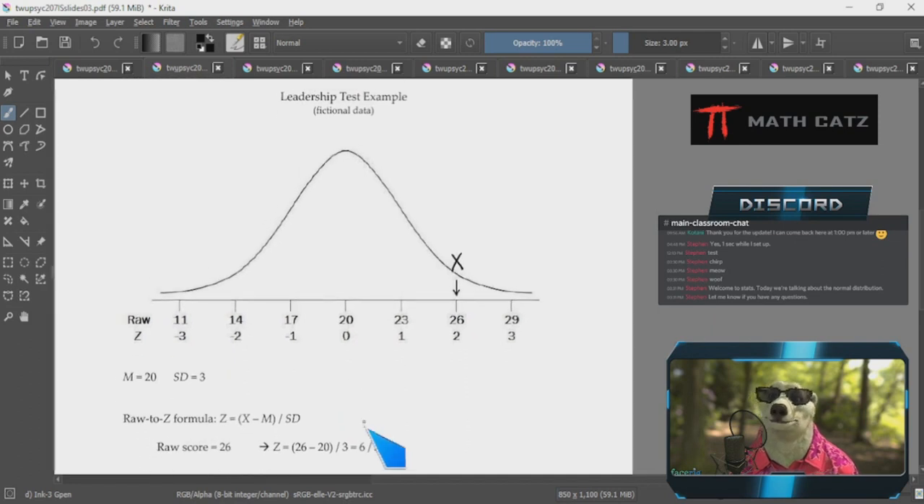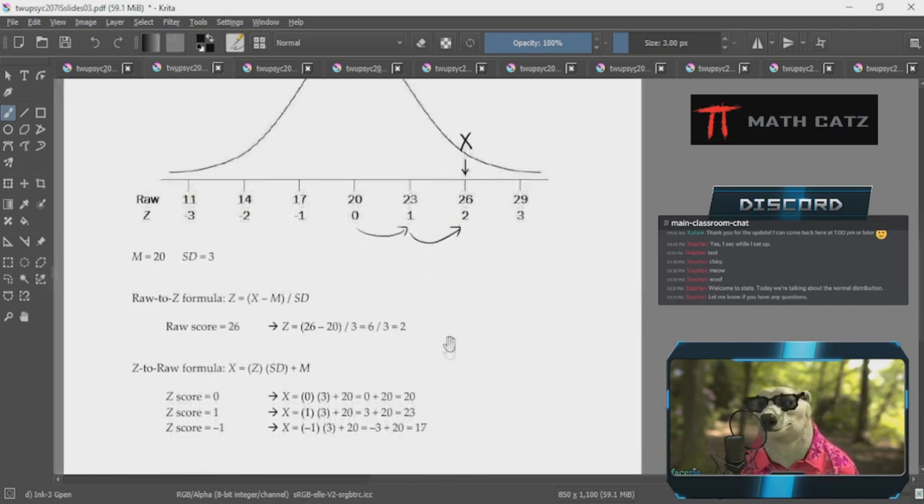So in the case of a raw score of 26, we take 26, take away the mean, so the distance from the mean, and then we have to put it in perspective using the standard deviation. We divide by the standard deviation and we get 2 standard deviation steps, which is exactly what we would think looking at it graphically. So this 2 counts specifically how many standard deviation steps and in which direction.